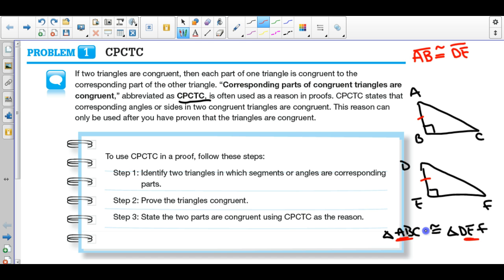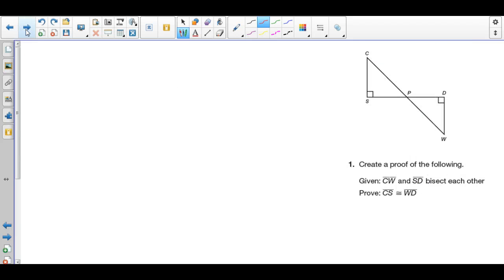Now we're going to do a proof where we prove the triangles are congruent, and then we use this bottom congruent statement to prove that these corresponding parts are indeed congruent. So it's kind of backwards of what we did with all the proofs before. So let's give one a try. Create a proof, we'll do statement and reason.